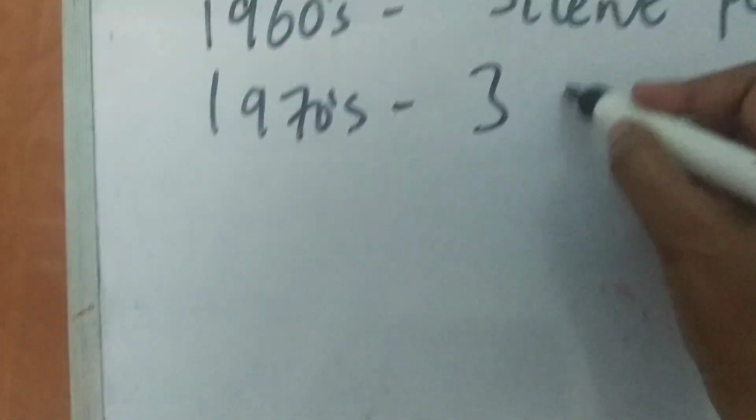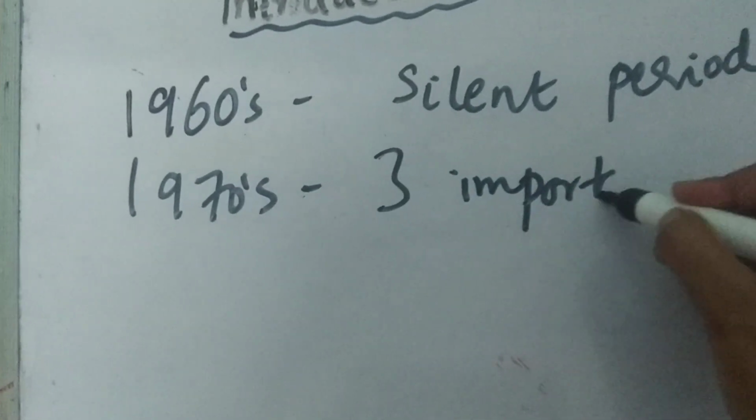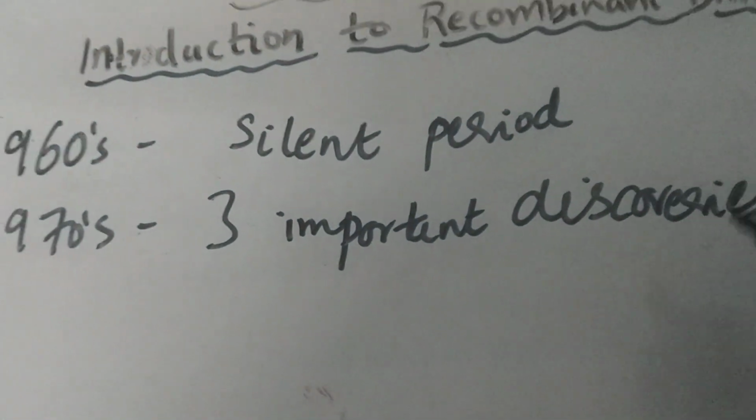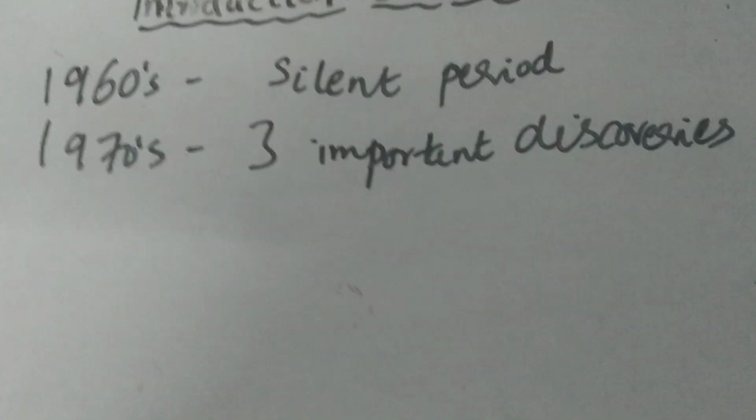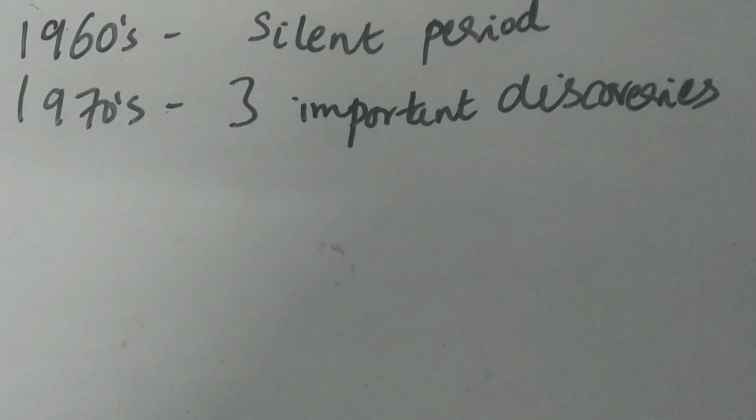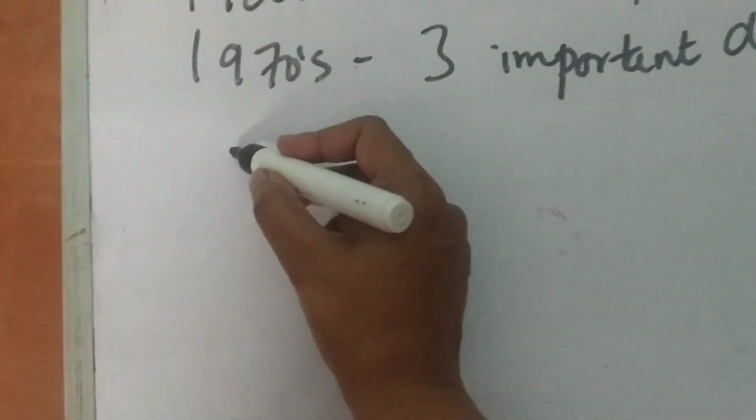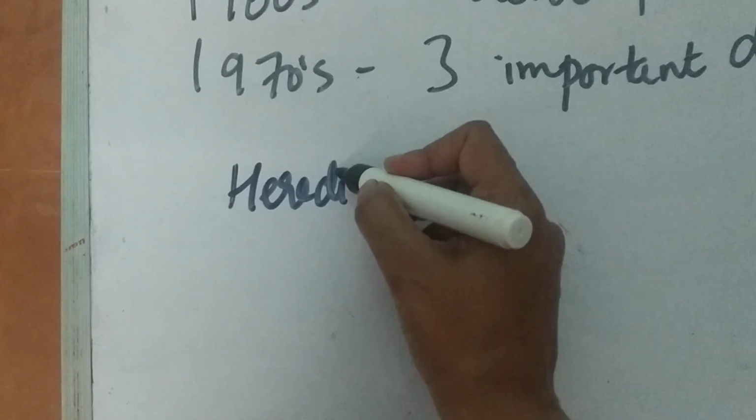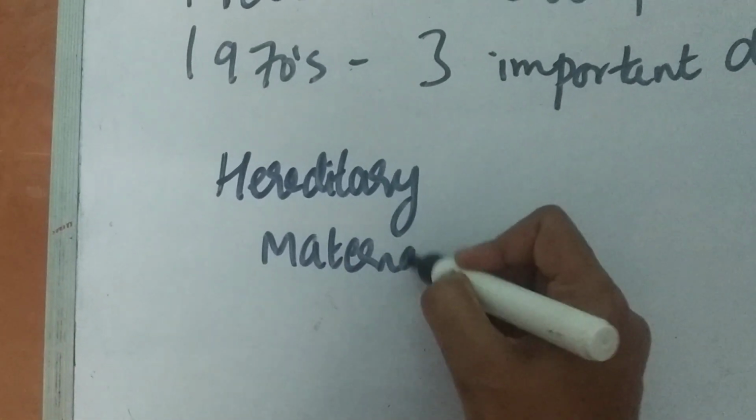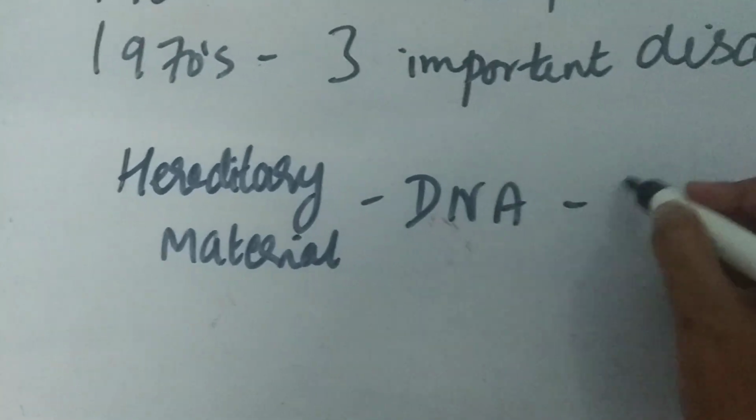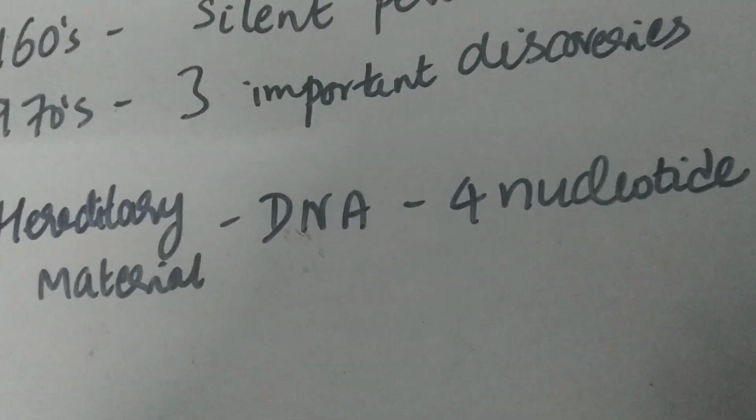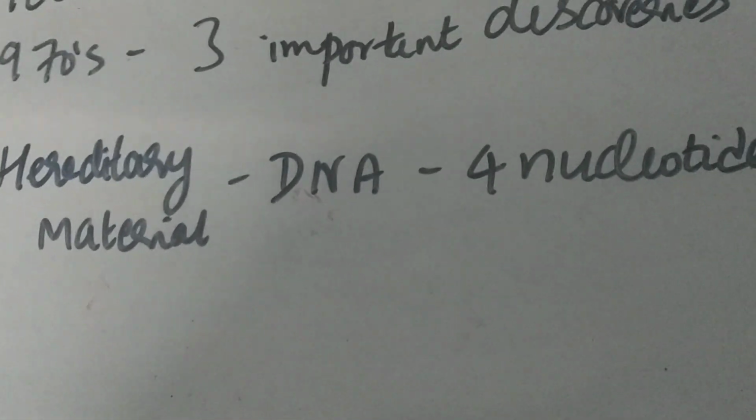But come the 1970s, there were three important discoveries that took place. Now, what are these discoveries? Scientists understood that the material of our heredity, the hereditary material, is DNA. DNA consists of 4 nucleotides. That's it. So whatever our gene is, it is just a sequence of 4 nucleotides.